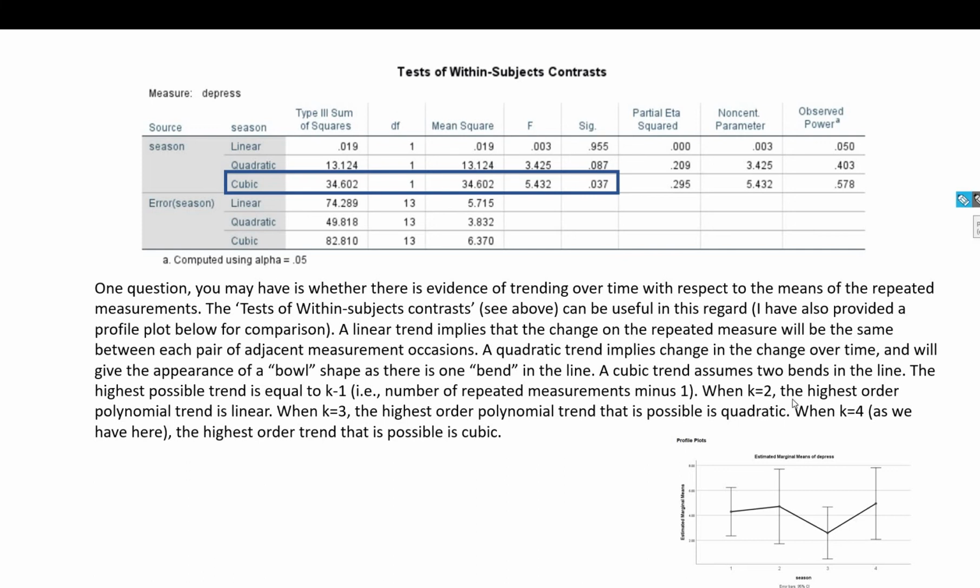Okay, and just really quickly, I had to make a couple of corrections. So you might see a little minor change, but you can basically see that when k is equal to 2, or the number of repeated measurements is equal to 2, the highest order trend that's possible is linear. When the number of repeated measures is 3, the highest order polynomial trend that's possible is a quadratic trend. And then when k is equal to 4, the highest order trend that's possible is a cubic trend.